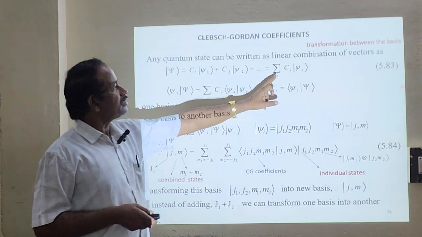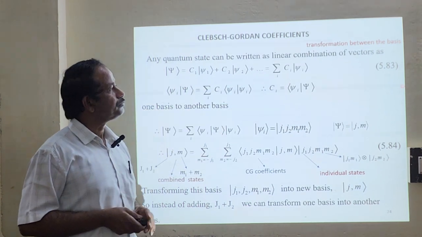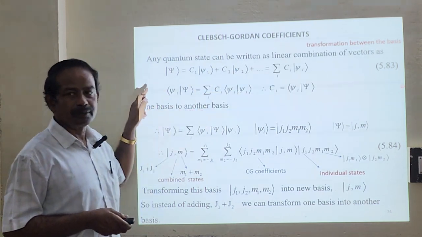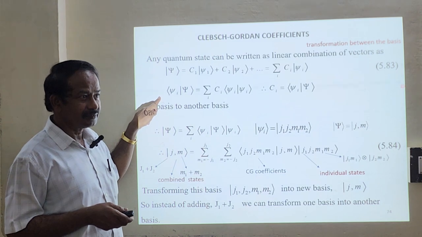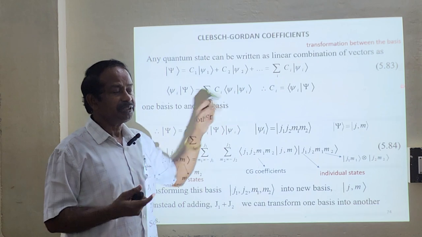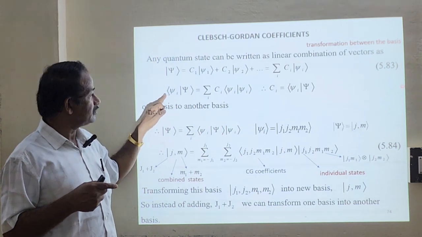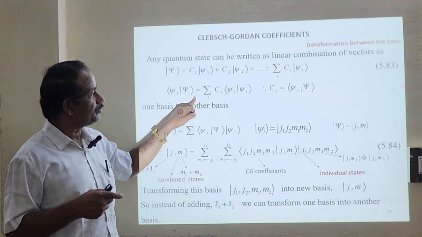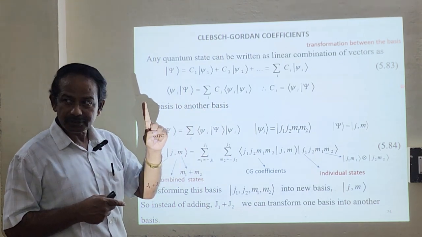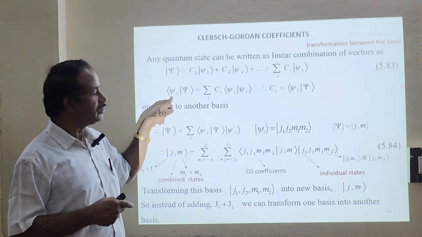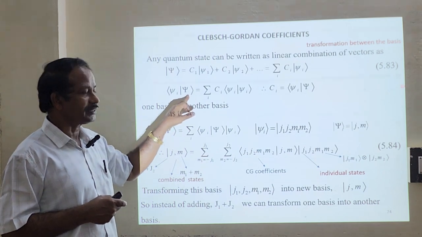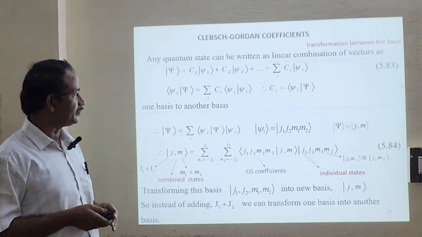Now, just take the bra vector of psi on both sides. Multiply on both sides by bra psi i. Just listen to me. Capital Psi equals Ci psi i. Multiply on both sides by bra psi i. So you have bra psi i with capital Psi, which will give you Ci. Bra psi i with ket psi i, and of course this becomes 1. So your Ci will be bra psi i ket psi.